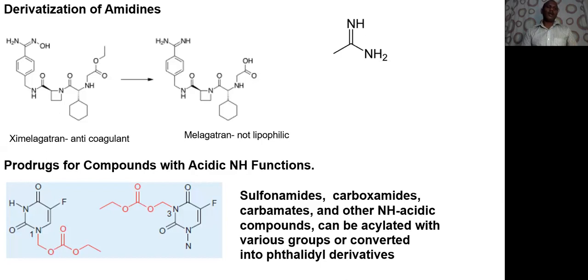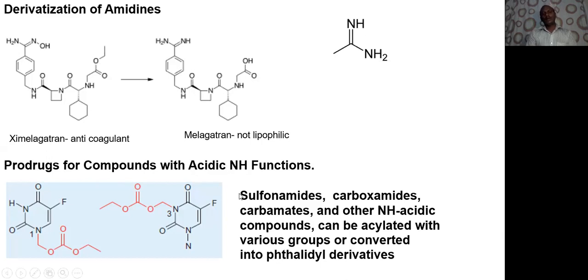If in your drug molecule you have a hydroxyl group, how to convert that into a prodrug molecule. If you have a carboxylic acid, how to convert that into a prodrug. If you have an amine, how to convert it. If you have amides, how to convert them. And if you have an acidic NH functional group, how to convert them. Okay, so this is how we convert based on the functional group present in our drug molecule.